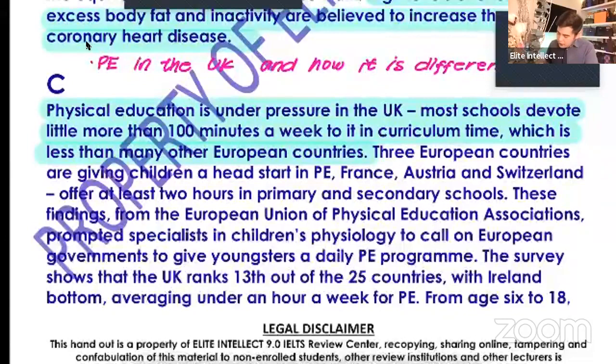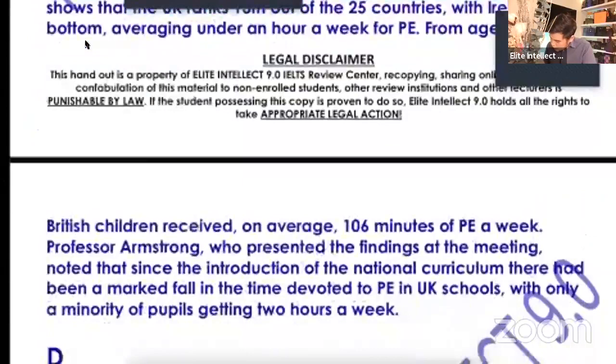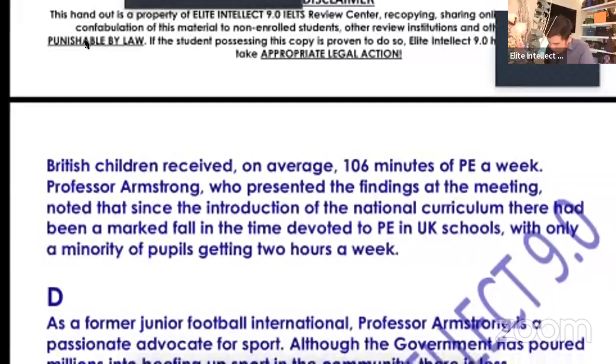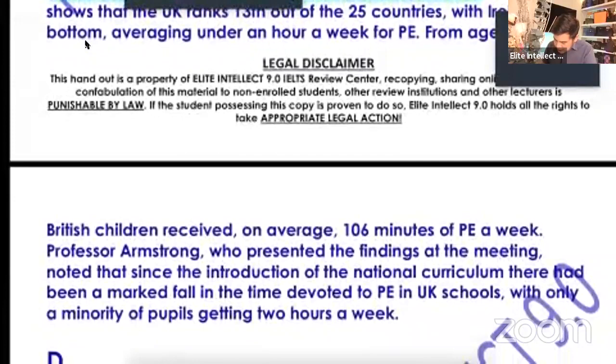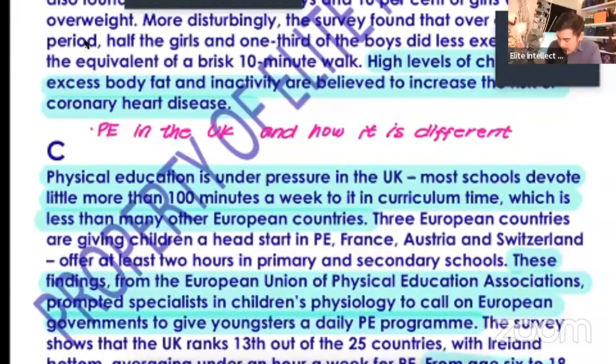All right, and then let's take a look at the middle. These findings from the European Physical Education Association prompted specialists in children's physiology to call European governments to give youngsters daily PE program. And then the last one is from age. Gosh, I cannot find the last sentence. This one is actually quite long. From age 6 to 18, British children receive an average of 106, something, with only a minority of pupils getting 2 hours a week. So this one, guys, is talking about how the PE is different in the UK and how many hours the students are getting.